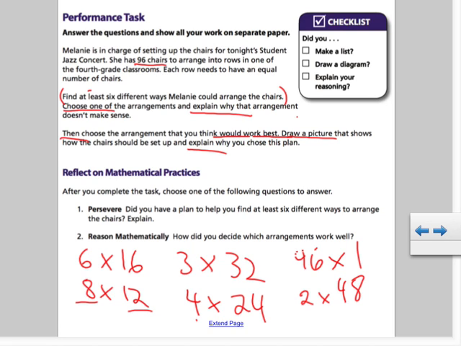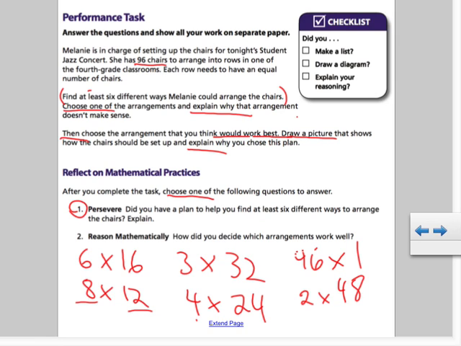Okay? Your mom can have a different way, that's okay. As long as it's correct, I don't mind different ways. And make sure you explain why you chose that one. Why do you think that one's the best way to set up the chairs? And then last but not least, oh my goodness. After you complete the task, choose one. Don't do both of them. Just choose one. It could be this one.